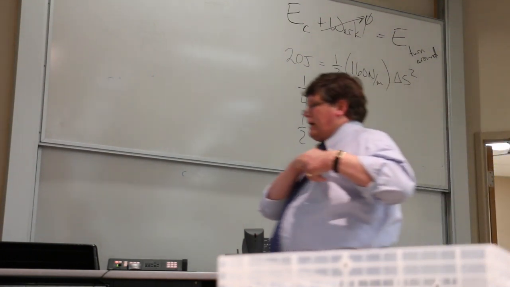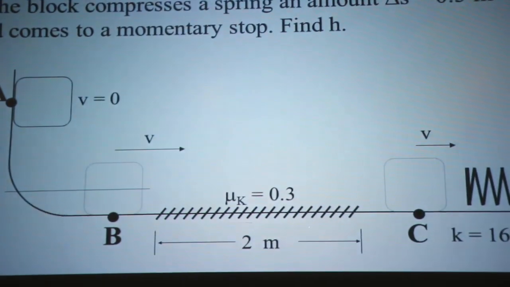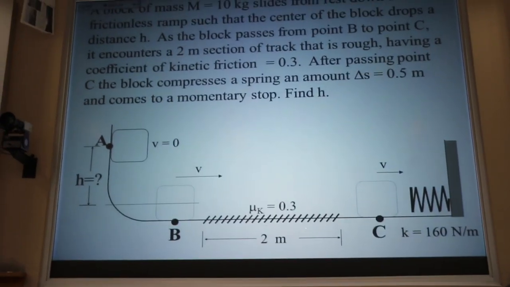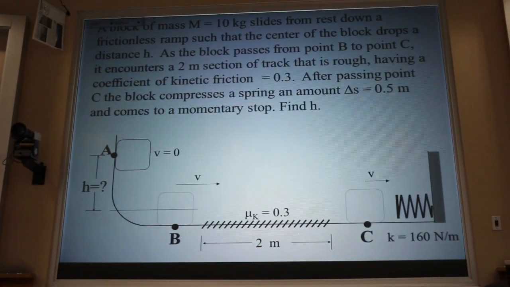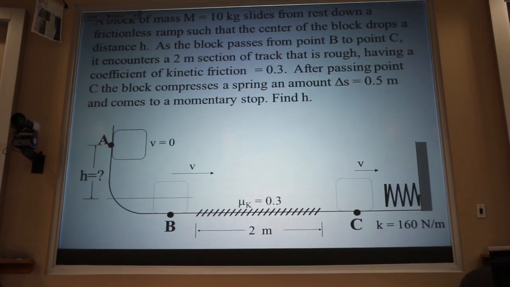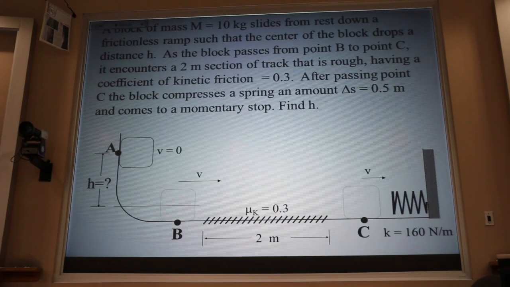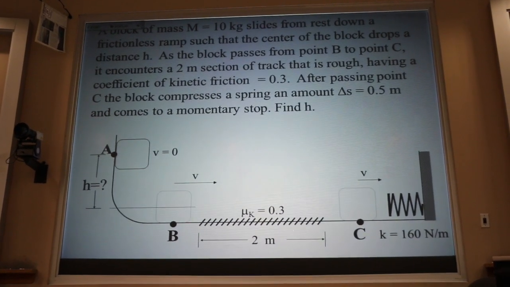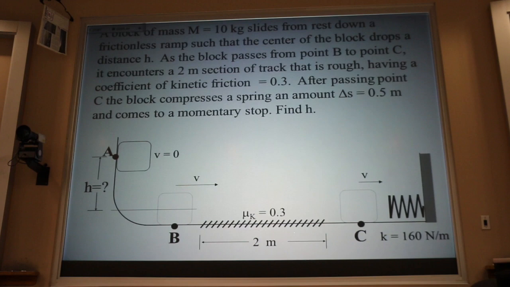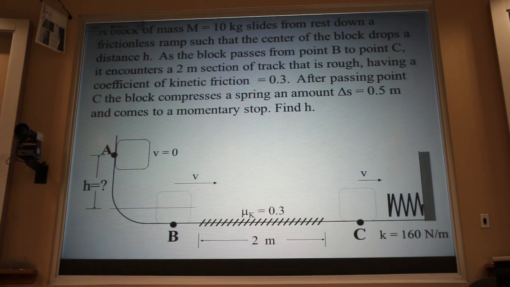Now I just want to point out that I could have written this problem backwards. I could have written it this way. A block of mass 10 kilograms slides from rest down a frictionless ramp such that the center of the block drops a distance h. As the block passes from B to C, it encounters a 2-meter section of track that is rough, having a coefficient of kinetic friction of 0.3. After passing point C, the block compresses a spring by an amount 0.5 meters and comes to a momentary stop.